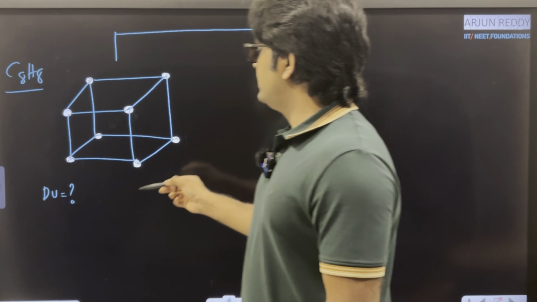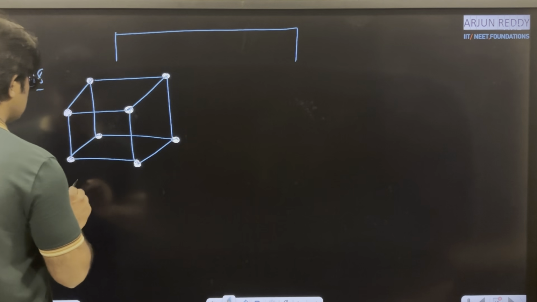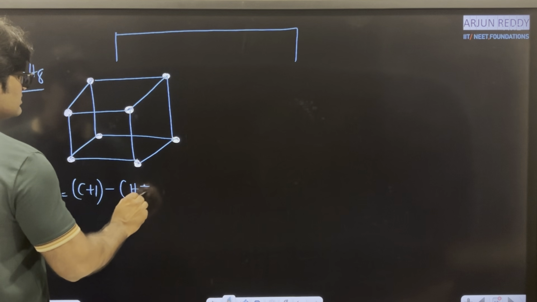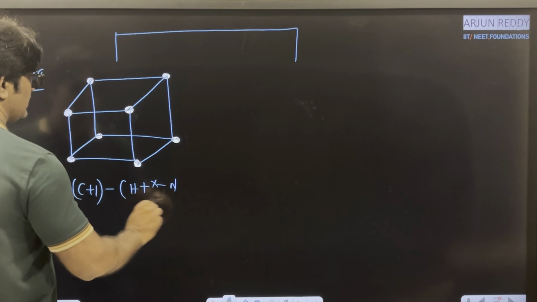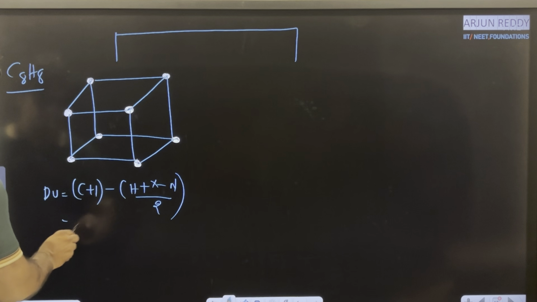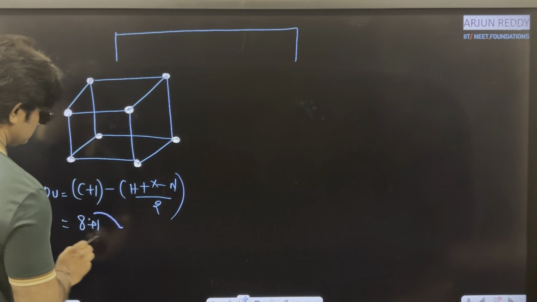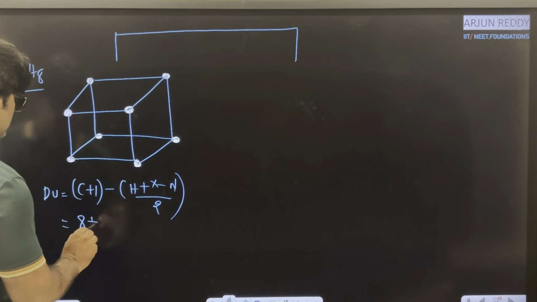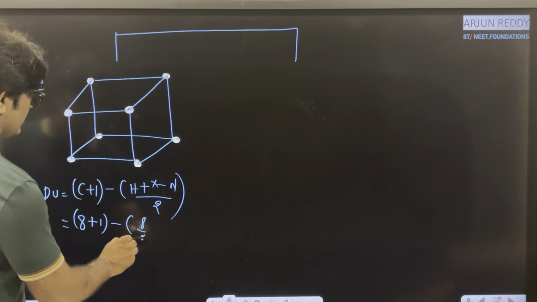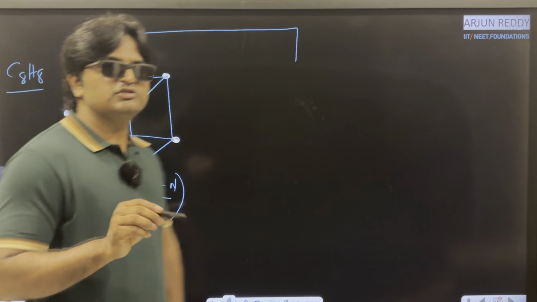Then directly apply this formula. Degree of unsaturation equals, what is the formula? Number of carbon atoms plus 1 minus number of hydrogens plus number of halogens minus number of nitrogens, by 2. Here there is no halogen and no nitrogen, so number of carbon atoms 8 plus 1 minus number of hydrogens 8 by 2. If you simplify this, finally you get 5. Okay, that is the use of the formula.